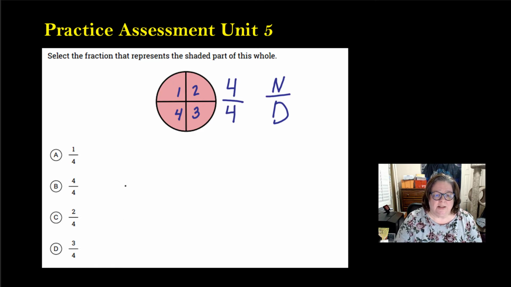So which one of these fractions matches this right here? 4/4. A, 1/4, definitely not it. B says 4/4. C, 2/4. D, 3/4. B is correct. All 4 pieces of the pie are shaded. The whole thing is shaded, so 4/4.